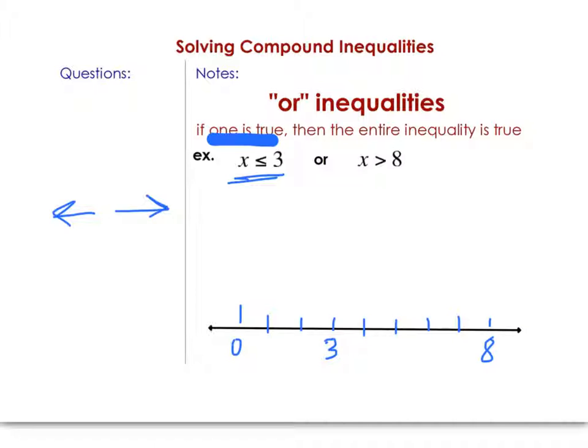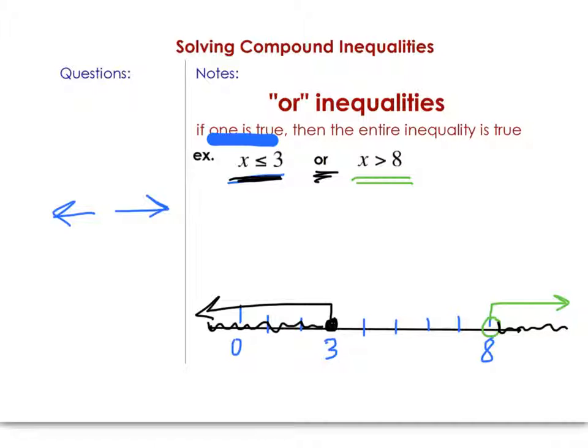Well, if x is less than or equal to 3, I have a closed dot at 3, and now everything to the left of it. Or x is greater than 8. So I have an open circle at 8. I want everything bigger than that. So where's my answer? I got stuff over here and stuff over here.